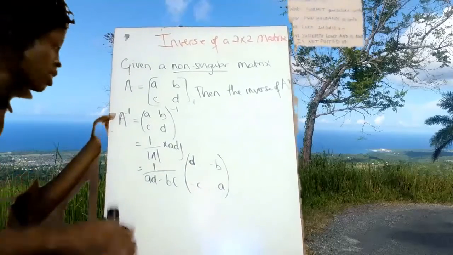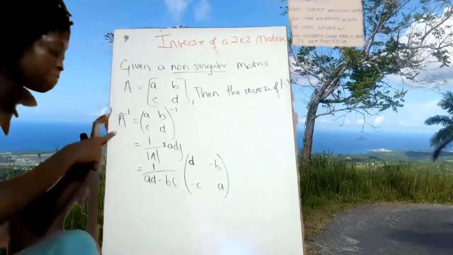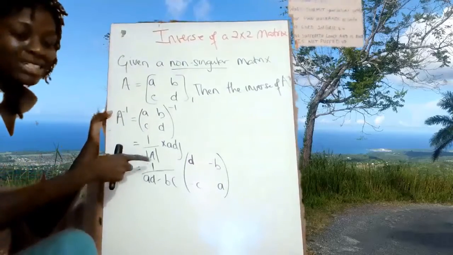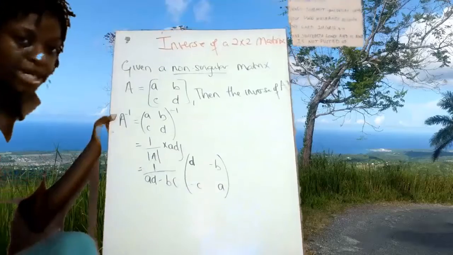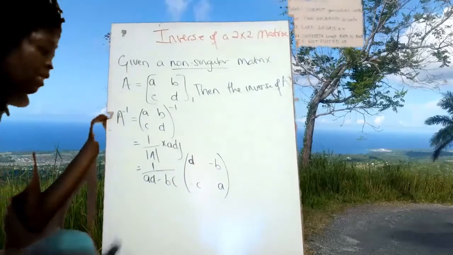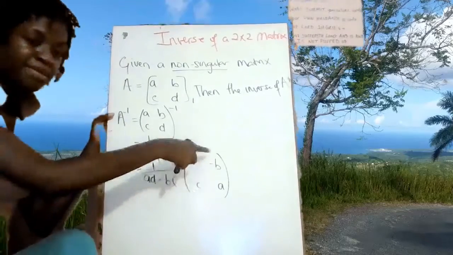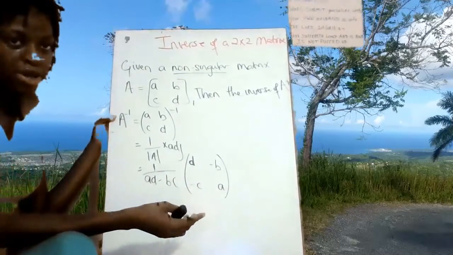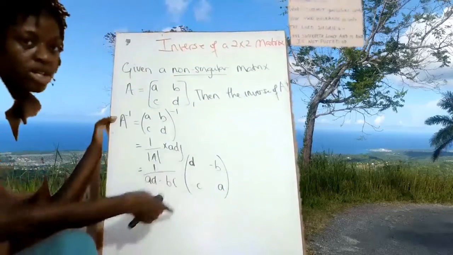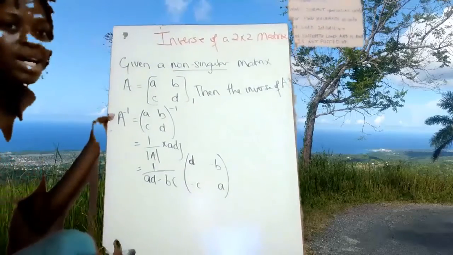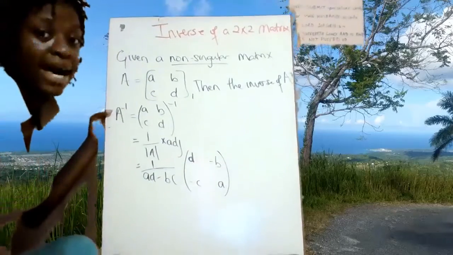So if we're finding the inverse of matrix A, then it's going to be 1 over the determinant of matrix A multiplied by the adjoint of matrix A, which would be the same as 1 over AD minus BC times the adjoint. Remember, the adjoint is when you switch the leading diagonals and you change the signs of the non-leading diagonals. So go ahead and write that off so we can actually do some examples to make it come alive.